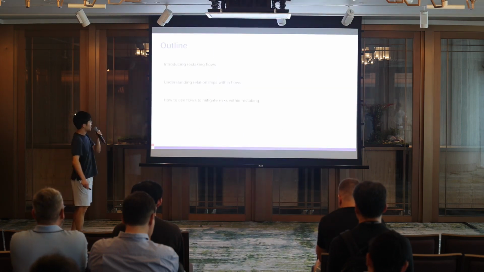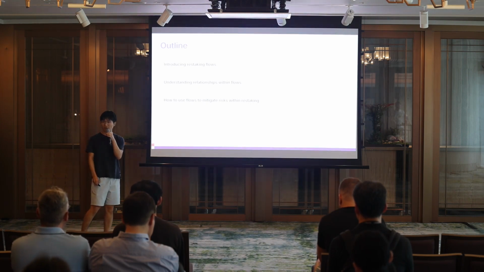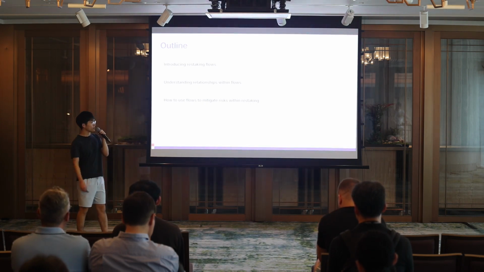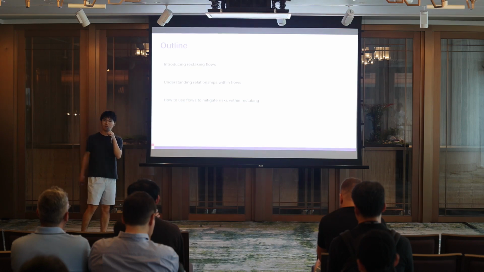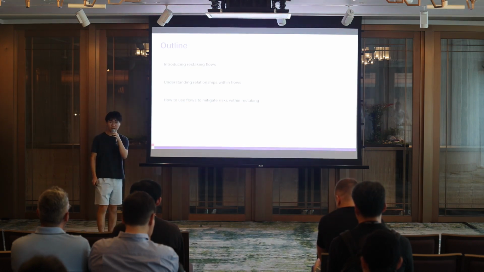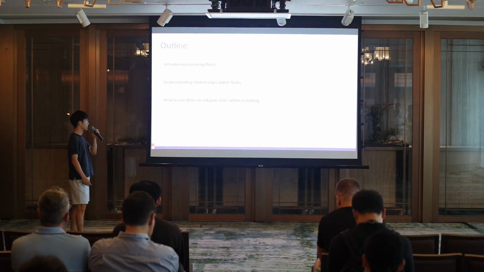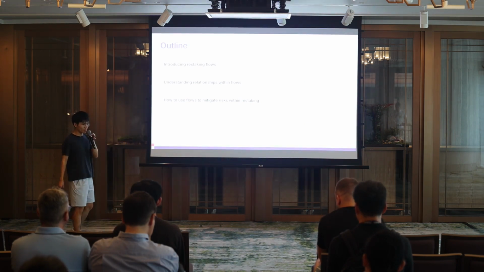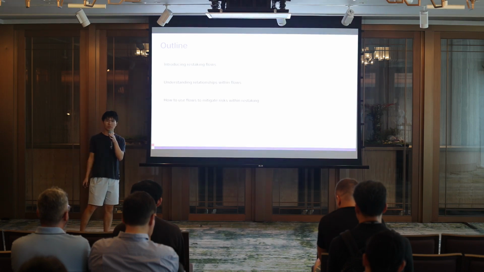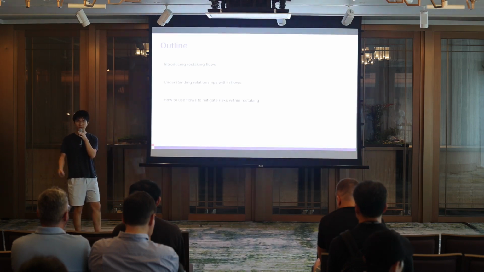So this is a brief outline of what I'm going to be talking about today. I'll first introduce what restaking flows are, and give a brief overview of what restaking currently looks like. I'll go into some of the relationships and the patterns that we've seen so far, and then finally conclude with how we can use these flows, and what insights we can derive from them to help mitigate risks going forward in restaking.